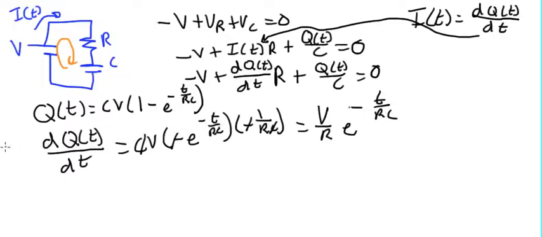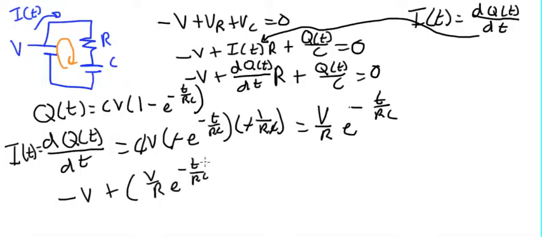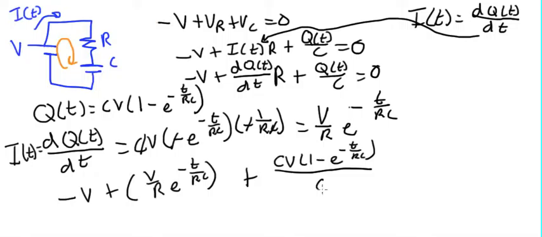So this is great because we wanted to know the functional form of the current, and we can just put this back into here. So we get minus V plus V over R e to the minus t over RC, times R, plus CV times 1 minus e to the minus t over RC, all over C, equal to 0, so the C's will cancel.